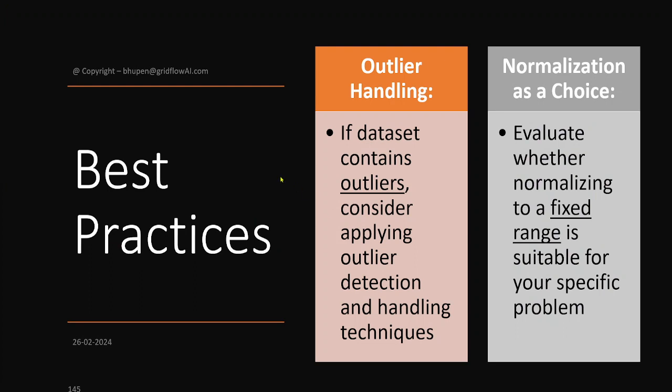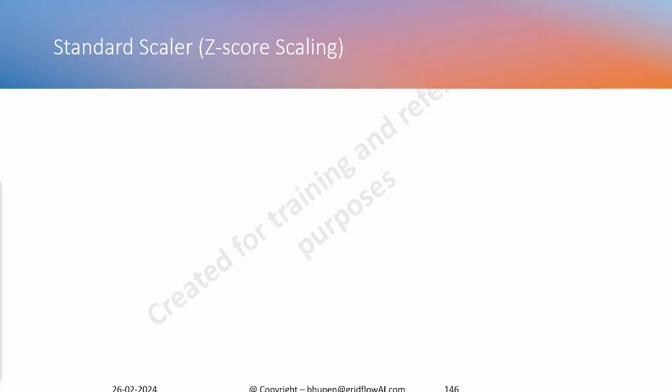So what are the best practices for min-max scaling? You must handle the outliers. Make sure the outliers are treated, removed, or adjusted, moderated before you go for min-max scaling. Evaluate whether the normalization to a fixed range is suitable or not. Now, this requires some time. For example, the range can be 5 and 7, or 7 and 17, or 100 and 200. All of that needs to be evaluated before you choose the specific range for the scalar.